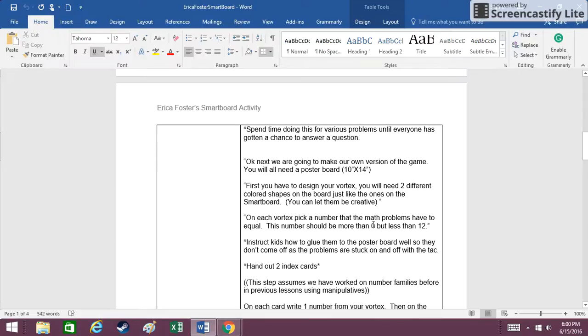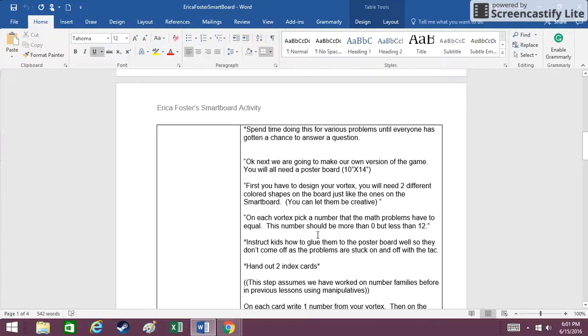I talked a little bit with somebody about, well, what if they pick 1? That's going to be really limiting with their math problems, but that's not really true because they could make all subtraction problems. I would hope, and I would kind of scaffold kids to hope that the higher level math kids would pick bigger numbers, but if they didn't, then I guess that would be up to them.